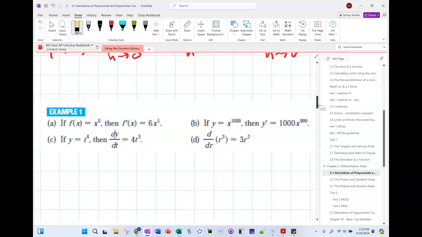If I do the derivative of t to the fourth, and say dy dt is equal to, the exponent becomes the coefficient, so 4, and then we subtract 1 from the exponent, so 4t to the third. What do you guys think? Get the idea? Isn't that lovely? Way better than doing that limit nonsense that takes half a sheet of paper to work through a problem, right?